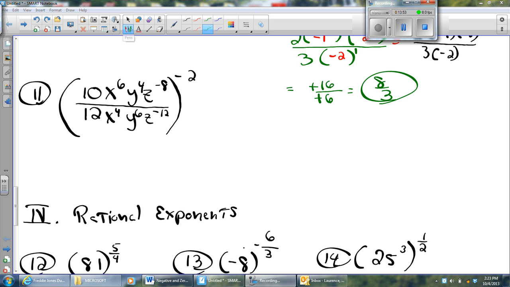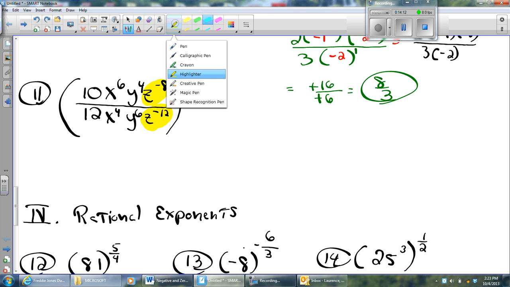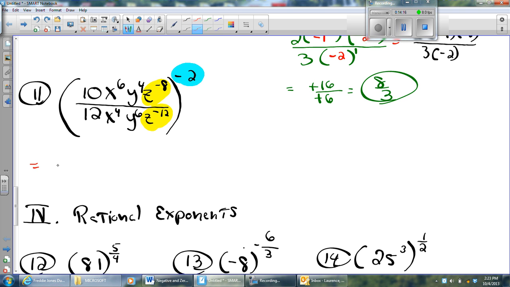So I'm going to do problem number 11 here. And I'm going to first simplify inside the quantity as much as possible. I notice I have a negative exponent there and a negative exponent there, and I also notice I have a negative exponent out here. I'm going to take care of the yellow ones, simplify as much as possible inside, and then I will take care of the blue one. So 10/12 is the same as 5/6.